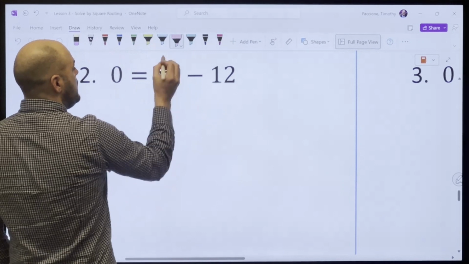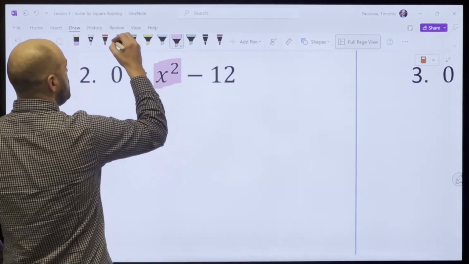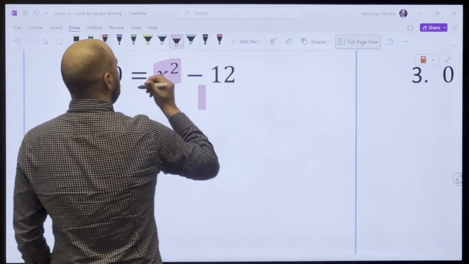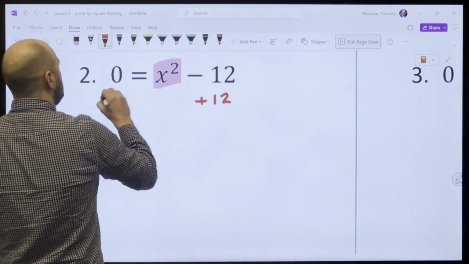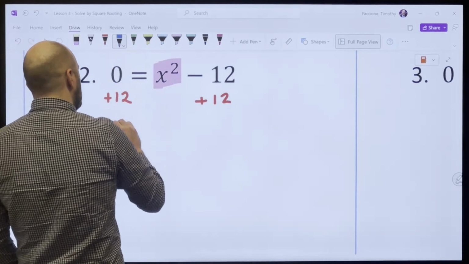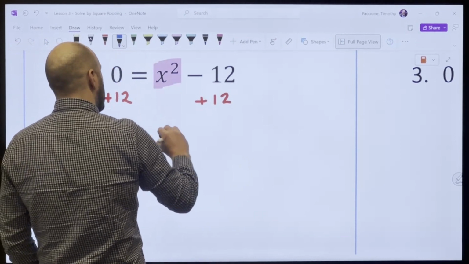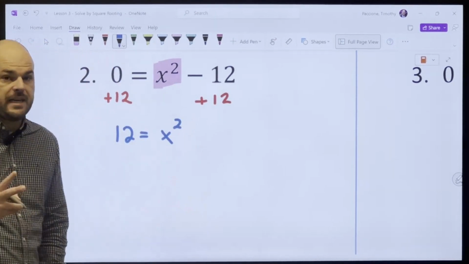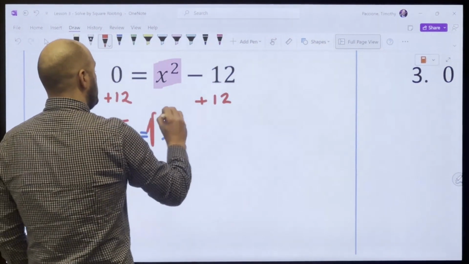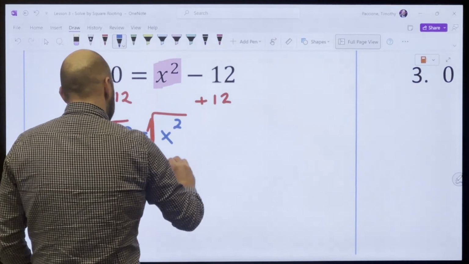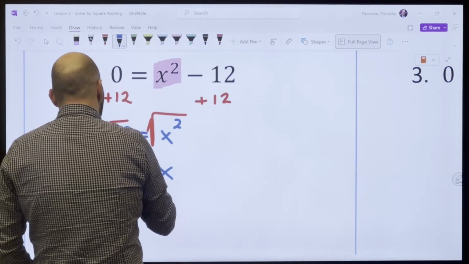Isolate the square. This is my square, right? So I'm moving the 12 over. Plus 12, plus 12. I get 12 equals x squared. Second step is the square root. Square root, square root. I get x equals square root of 12.